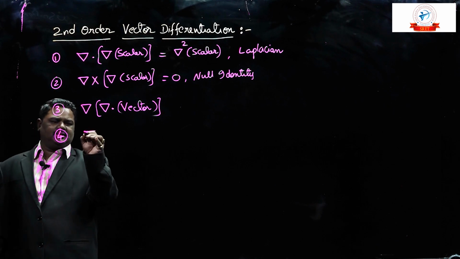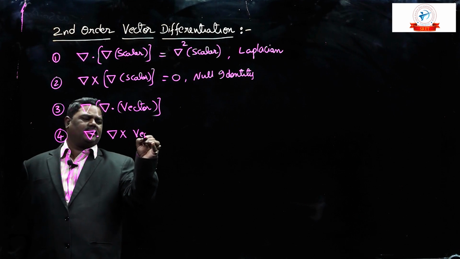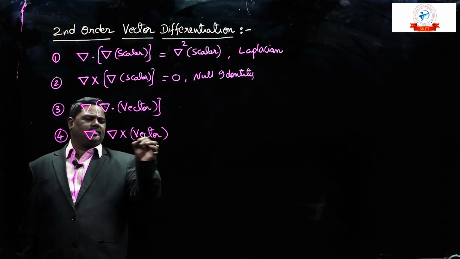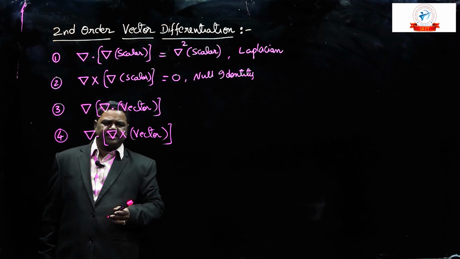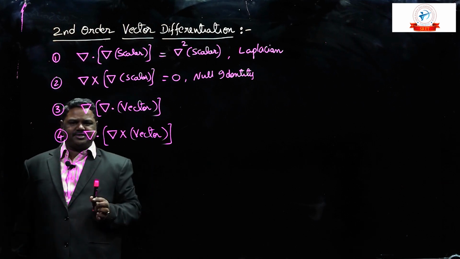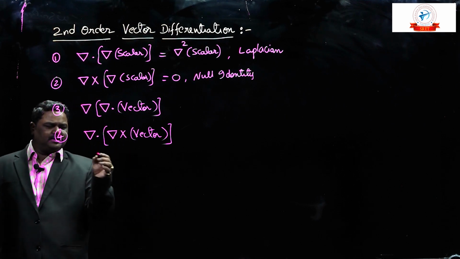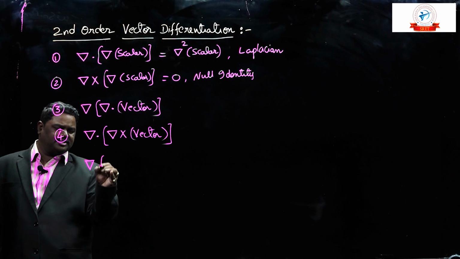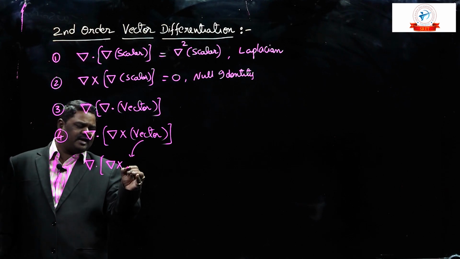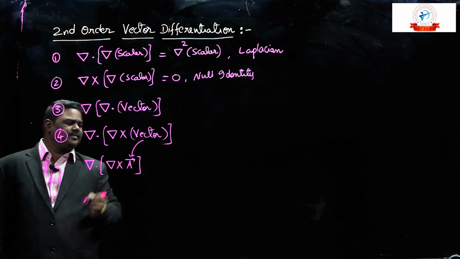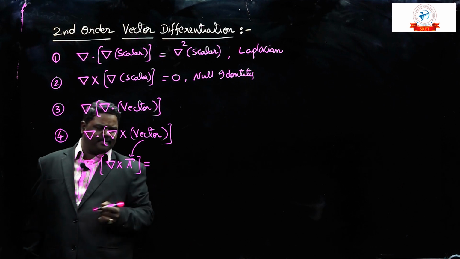Next, the fourth one is divergence of curl of a vector. Divergence of curl of a vector. Let me explain what the result of this equation is, and from the result we will give a name for this one. So the divergence of curl of any vector, I consider the vector is A bar. Now let me expand this one.